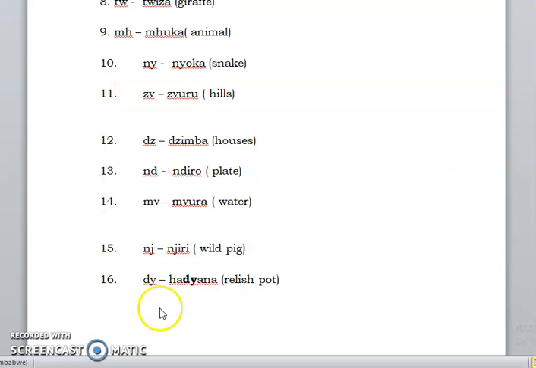So this brings us to the end of double consonants, the examples I wanted to illustrate.